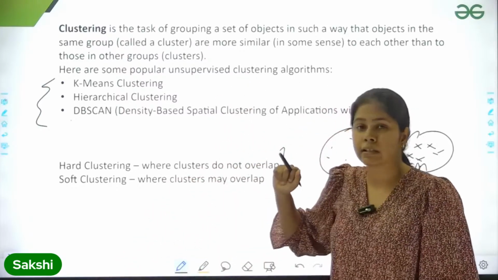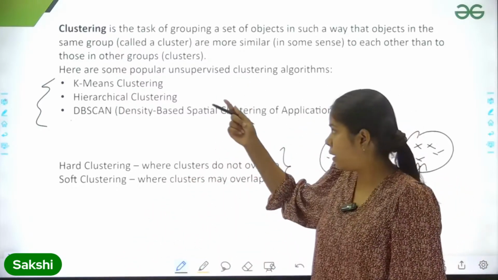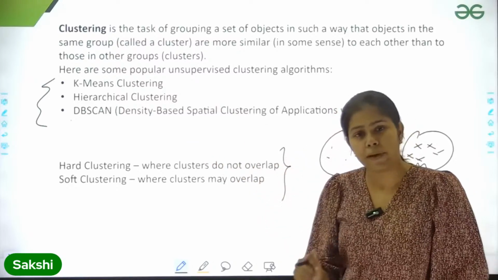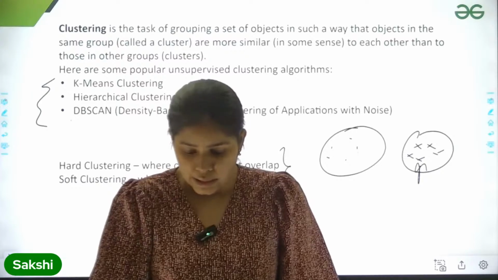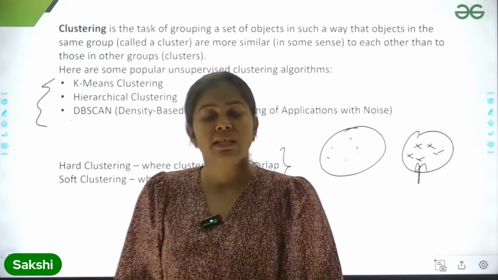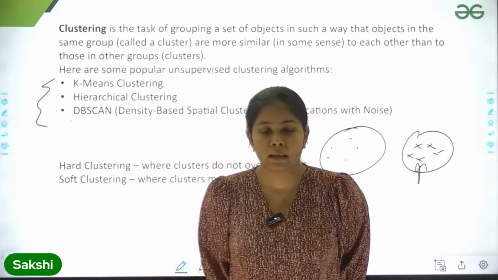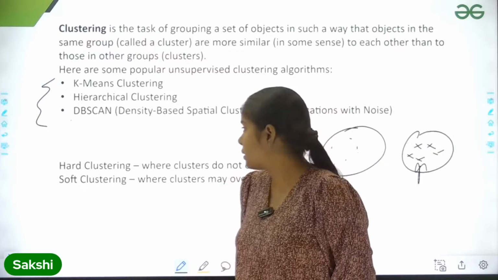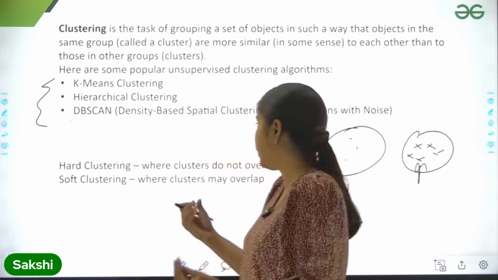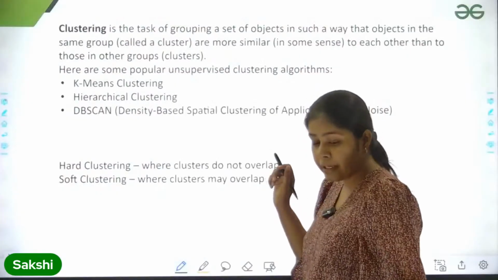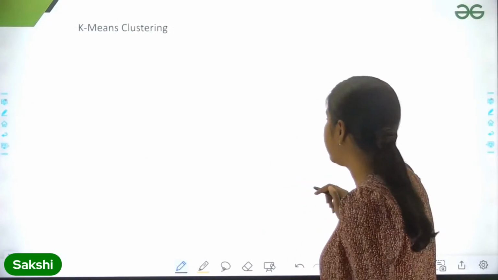Let me know if there is any question up to this point. Otherwise, we'll discuss what k-means clustering is. Does anybody have any idea how we work on k-means clustering? Basically, k-means clustering depends on distance. So what would we do?